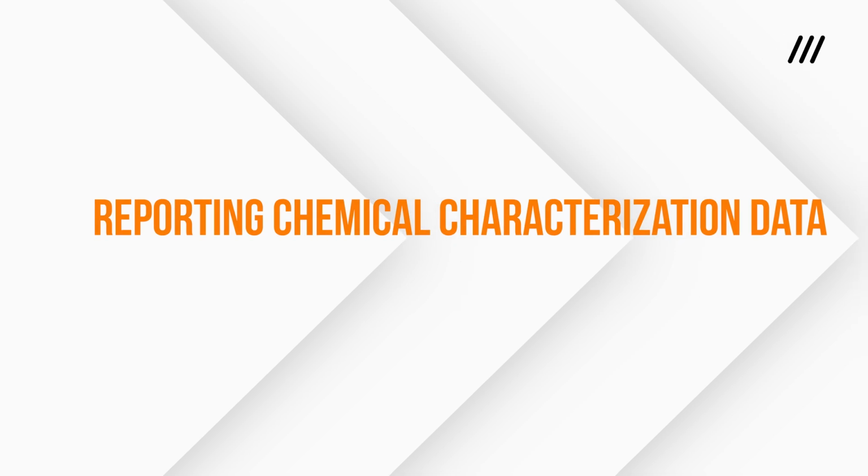The choice of technique depends on the device's material, expected leachables, and the conditions of use. Often, a combination of these methods is needed to create a complete chemical profile of the device. Now, let us discuss the reporting of chemical characterization data. Once you have completed your chemical characterization, the next step is to compile the findings into a comprehensive report. This report will be reviewed by the regulatory bodies, so it needs to be detailed, accurate, and well organized.